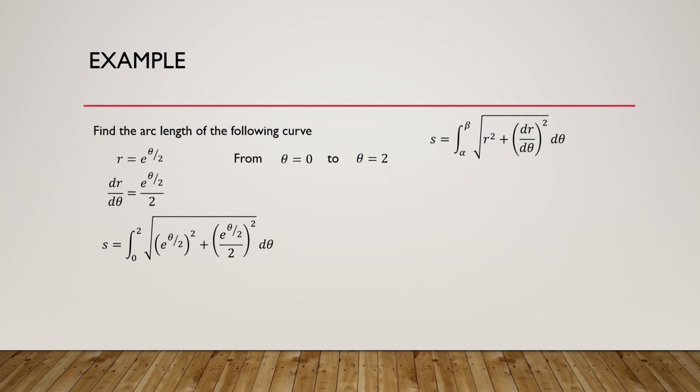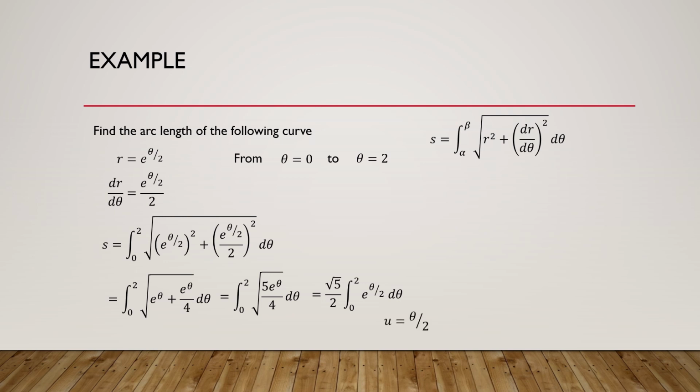Next, we take the squares to make the expression under the radical e to the theta plus e to the theta over 4. Then use the common denominator of 4 to complete the addition to get 5 times e to the theta over 4. The square root of 5 over 2 can then be removed from the integral as a constant, leaving the integrand to be e to the power of theta over 2.